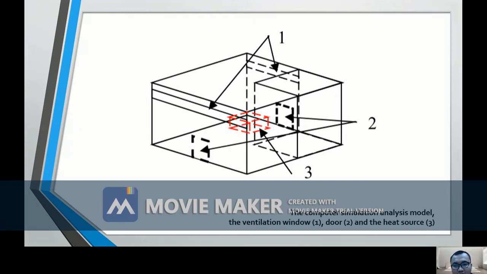The red line represents the heat source, or the diesel engines. Sorry, there are 2 exit doors in this workshop, and there are 2 ventilation windows in this workshop, which are at a level of 7 meters from the floor.